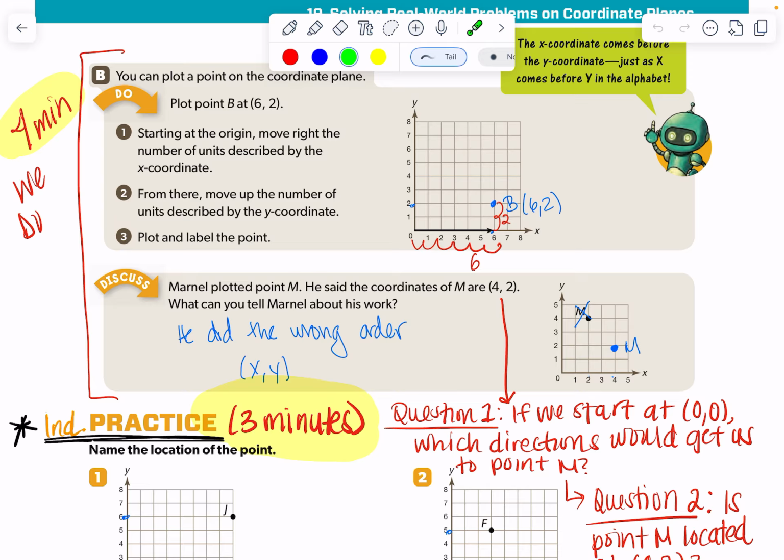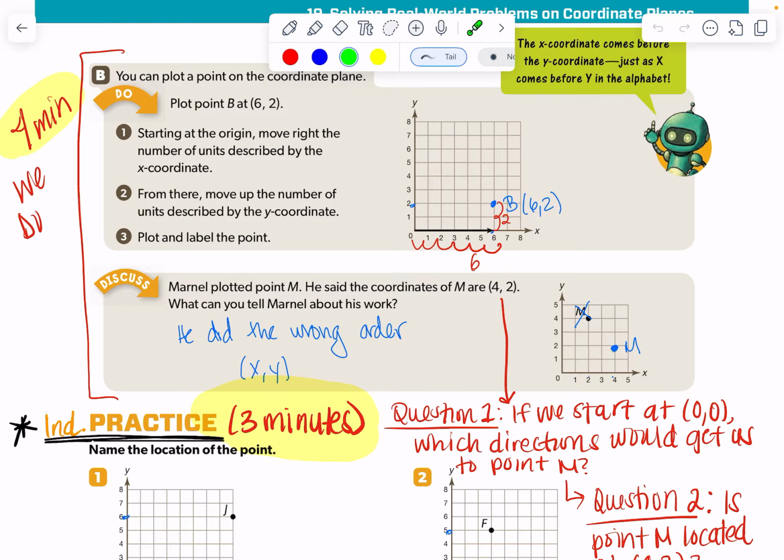I really would release kids to engage in turn and talk discussion before stamping anything because students might find different paths to answering this question. Some students might see 4, 2 and they might say, okay, well, I want to do what my teacher just taught me. I want to move 4 units to the right and then go 2 units up. Oh, snap.